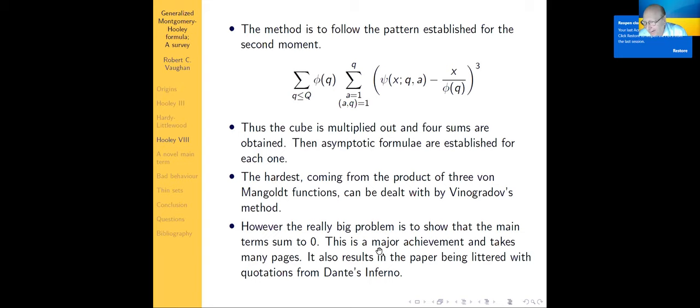As a consequence, the paper is littered with quotations from Dante's Inferno. It's quite a literary experience to read this paper, I have to say, but not just because of that, but because of the language used generally. I would advise any student of the subject to peruse this paper for things other than the mathematics, because it's quite interesting from that point of view. Anyway, it's remarkable stuff.